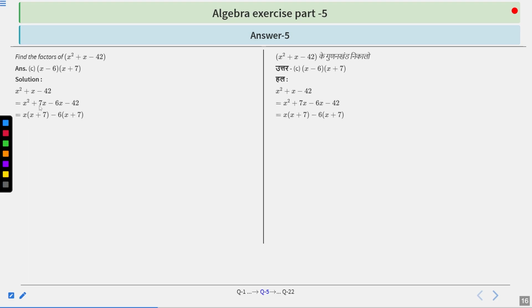Taking x common from the first two terms, we get x into x plus 7. Taking minus 6 common from the last two terms, we get minus 6 into x plus 7. So the factors are x minus 6 and x plus 7. That means option number C is the correct answer.